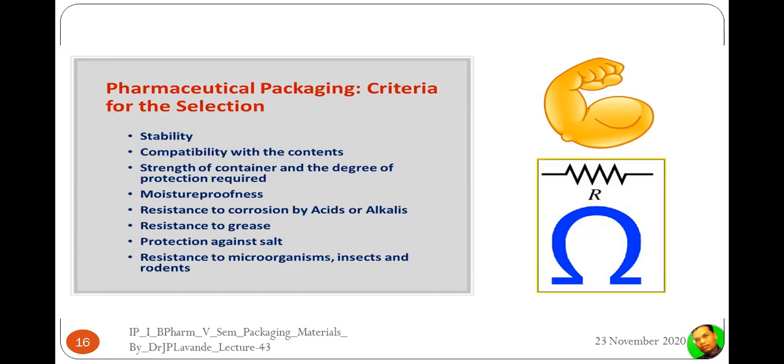Moisture proofness: the product should be proof from moisture. It should be resistant to corrosion by alkalis and acids. Any kind of effect should not occur on the packaging material as far as acids and alkalis are concerned. It should be resistant to grease. It should have protection against salts, and resistance to microorganisms, insects, and rodents. So all these are the ideal selection criteria in the case of pharmaceutical packaging.